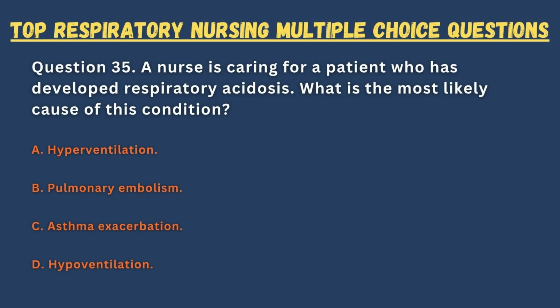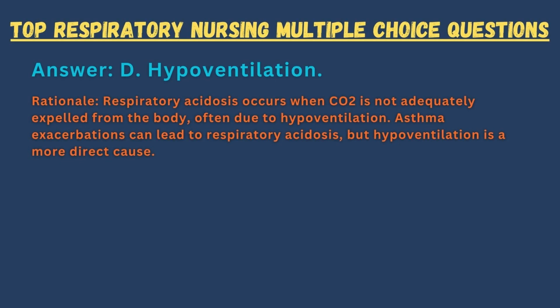Question 35. A nurse is caring for a patient who has developed respiratory acidosis. What is the most likely cause of this condition? A. Hyperventilation. B. Pulmonary embolism. C. Asthma exacerbation. D. Hypoventilation. Answer: D. Hypoventilation. Rationale: respiratory acidosis occurs when CO2 is not adequately expelled from the body, often due to hypoventilation. Asthma exacerbations can lead to respiratory acidosis, but hypoventilation is a more direct cause.